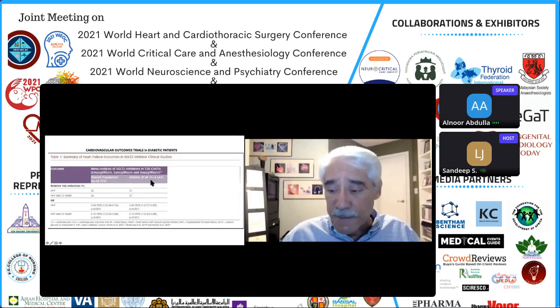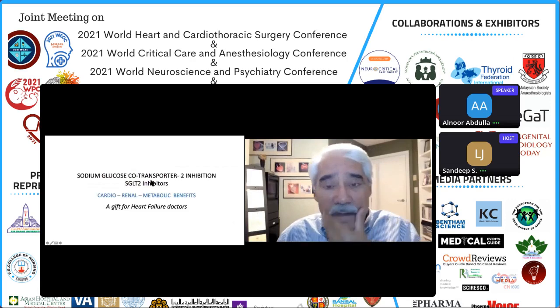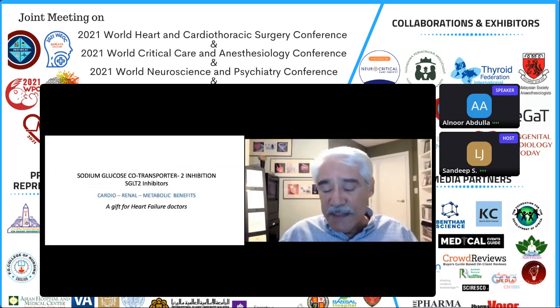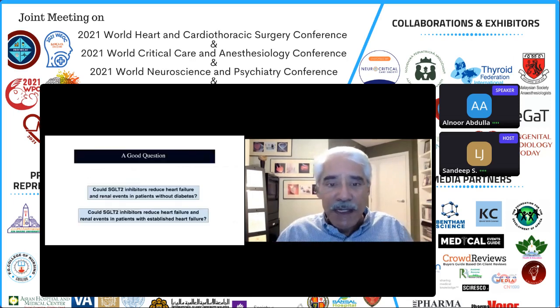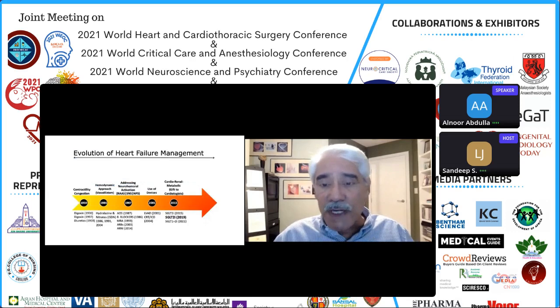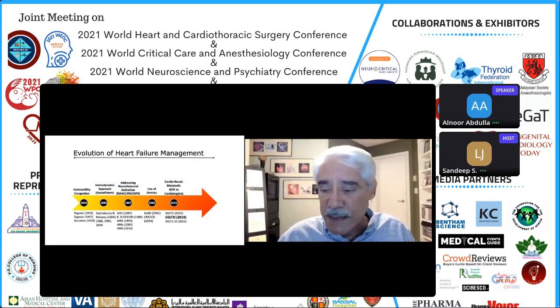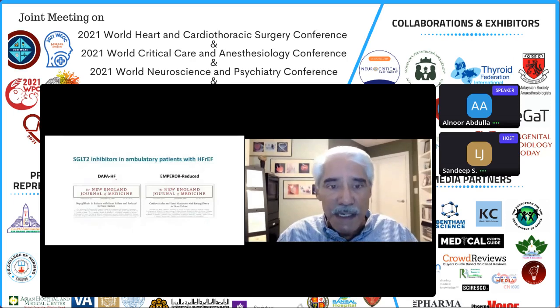and it also occurred in the population who already had heart failure. So then we said maybe they have this benefit in heart failure management rather than just being an anti-diabetic drug. So we needed to test the SGLT2 inhibitors in heart failure patients, whether they had diabetes or not. And so started the era of the SGLT2 inhibitors in 2019. We published the DAPA-HF and the EMPEROR-Reduced trial.